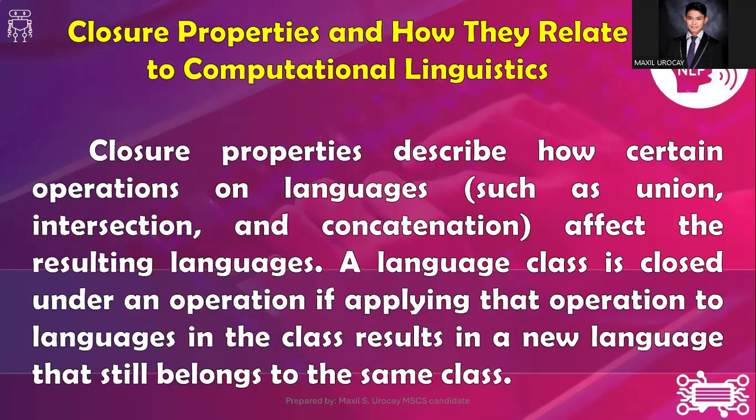Closure properties describe how certain operations on languages, such as the union and so on, affect the resulting languages. A language class is closed under an operation if applying that operation to languages in the class results in a new language that still belongs to the same class. As we mentioned earlier, this is important in order for us to build new sentences that are still valid, since they belong to a subset of that particular set.